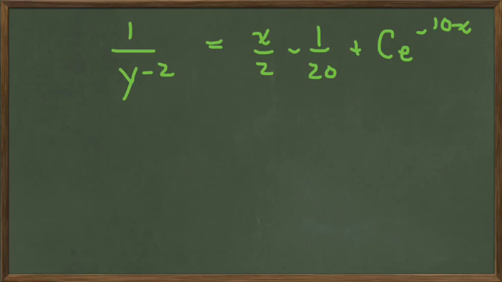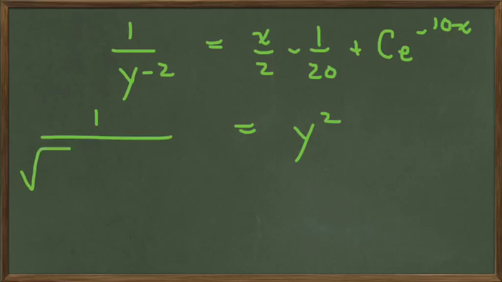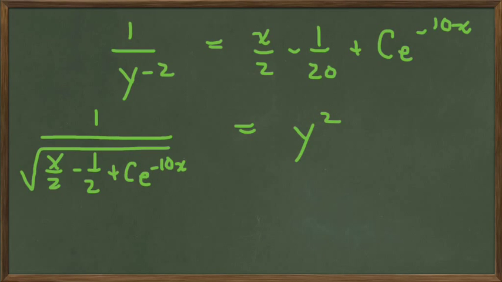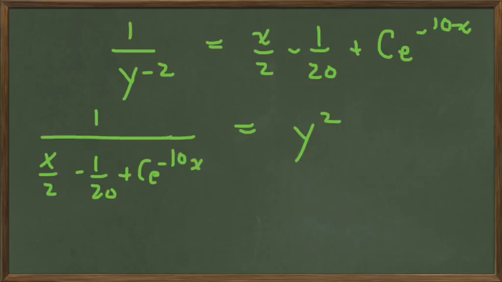So we've got this. We're going to multiply both sides by y squared and divide by this x over 2 minus 1/20 plus c e to the minus 10x. I skipped a step here. And then when we take the square root of both sides, the square root of y squared just turns into y.